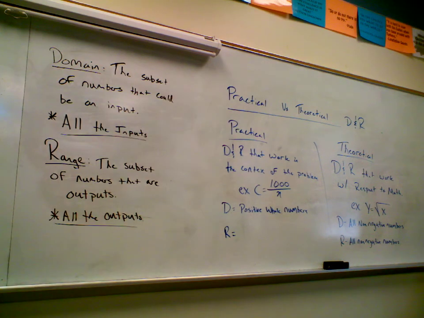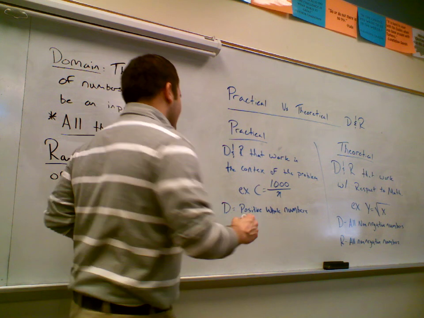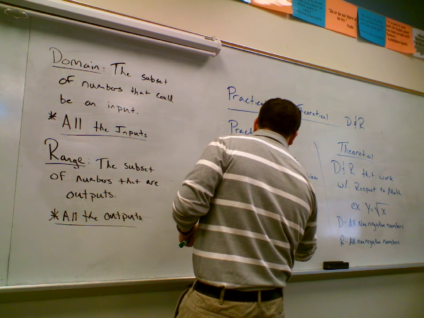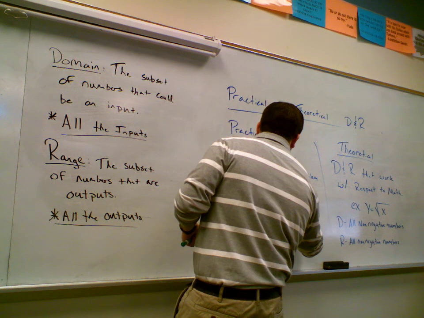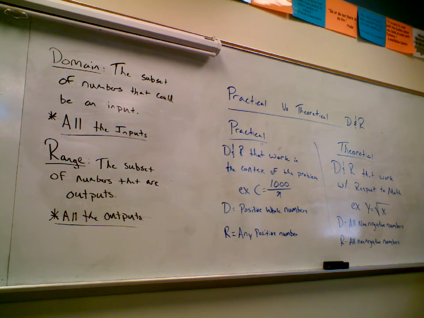Now, what would the range be? Positive whole numbers? I bet it's not. What's 1,000 divided by 3? Positive, not a whole number. So the range can be any positive number. Yet there's no way I can divide that by a number and get 0. I can get something really close to 0. If I divide that by a billion, it'll be close to 0, but it won't be 0. Does that make sense, guys? Any questions?